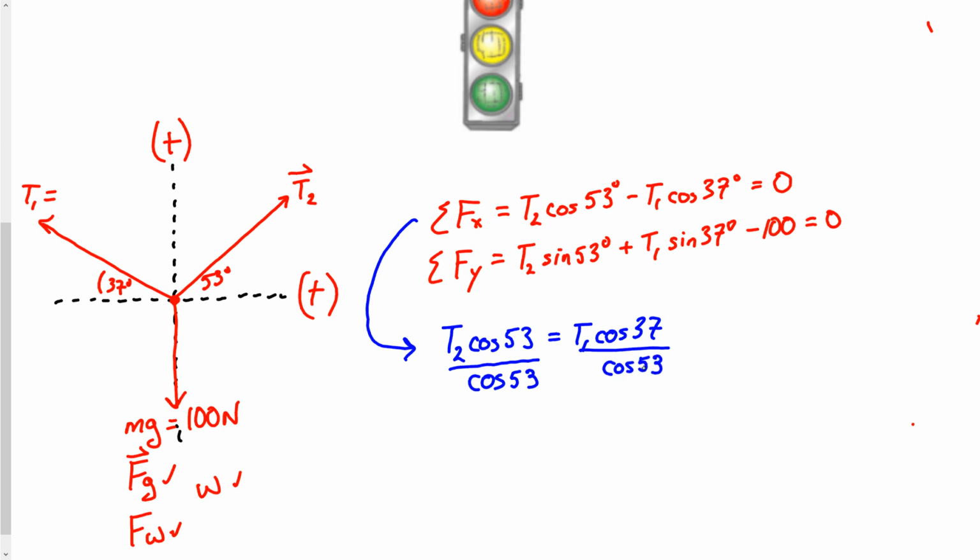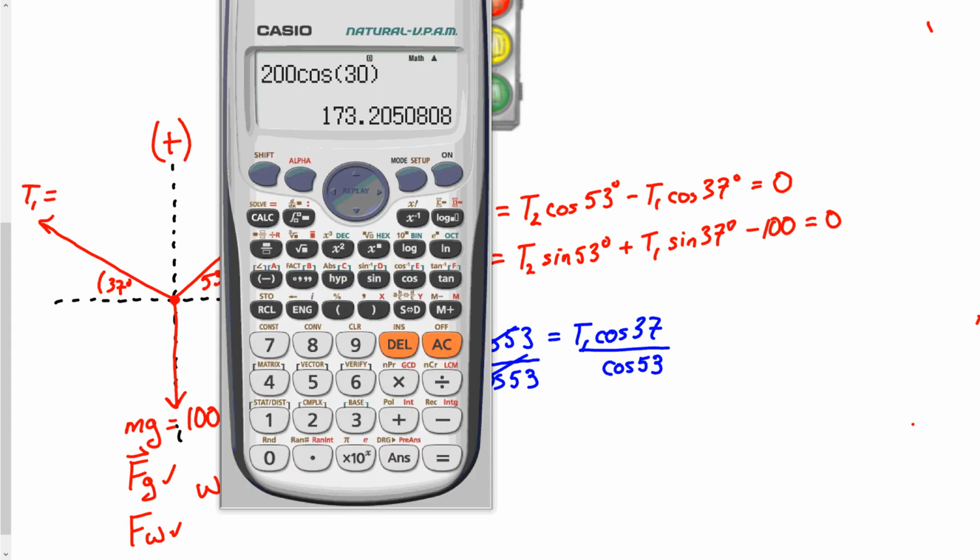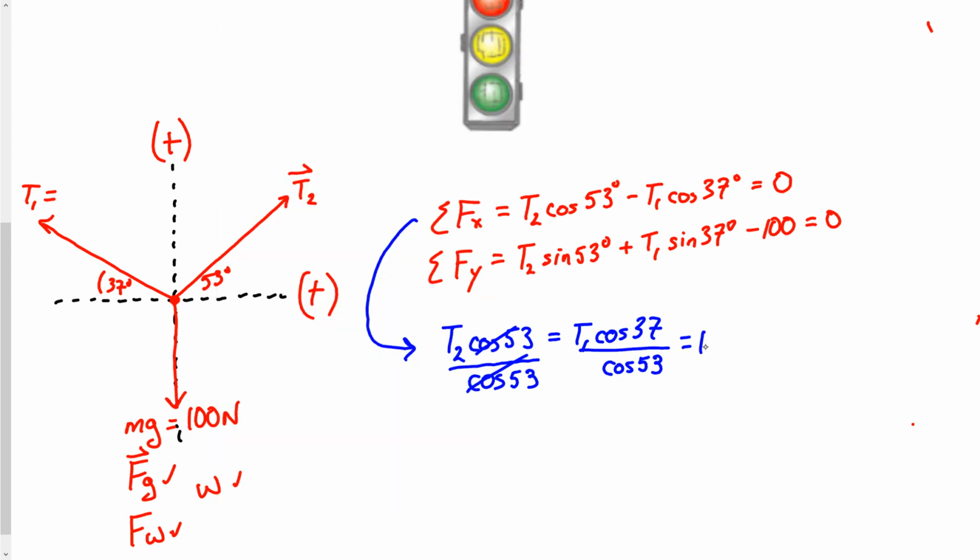Now let's pull out that beautiful calculator. Well, this part will be easy, right? Cosine 53 over cosine 53. So cosine of 37 divided by cosine of 53, and we've got 1.32. That would be 1.32 T1. So let's rewrite it so it's a little bit clearer. T2 is equal to 1.32 T1. And we've solved for T2 as far as we can solve.